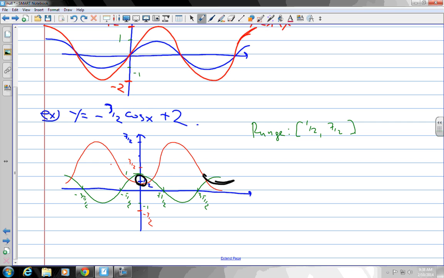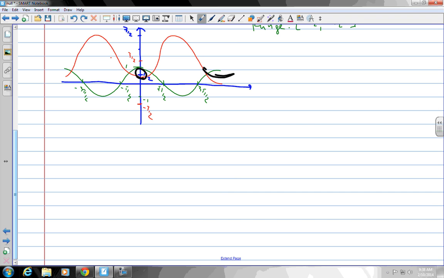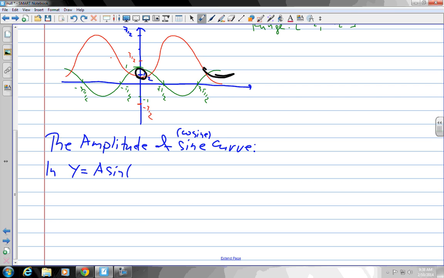So this will tell us how large the swing of the sine curve or the cosine curve is. This constant up front is what we call the amplitude. So in equations, y equals a sine of bx plus c.